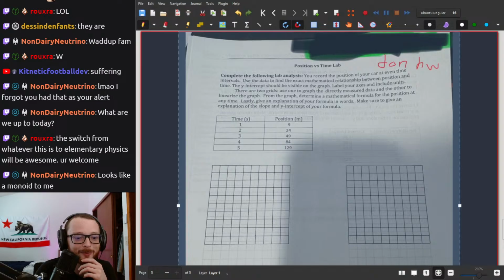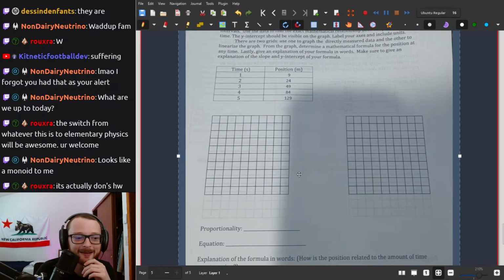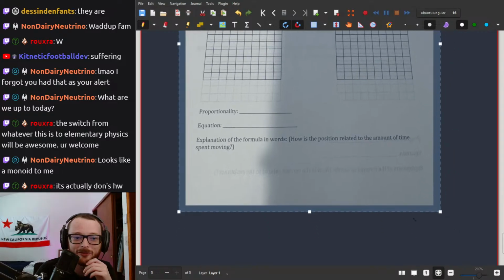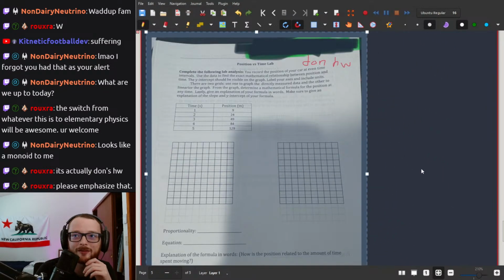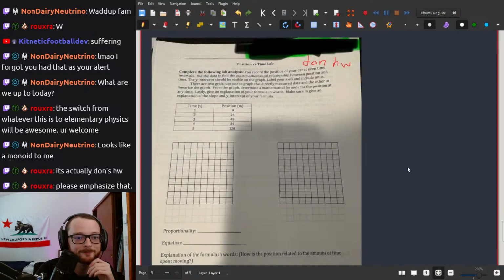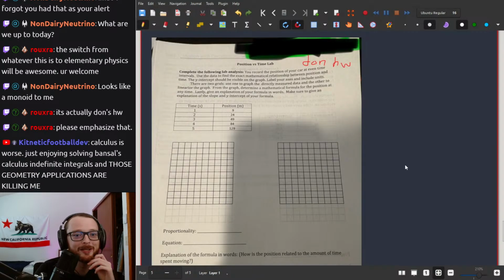It's like a monoid. I do know that's an algebra term. I couldn't tell you. I mean, a monoid is just like you don't have inverses or something, maybe. It's actually my homework. Yeah. Kev's worse. You enjoy solving bond cells, calculus, and definite integrals. Those geometry applications are killing me. Oh, yeah, there can be some tricky applications. For sure.